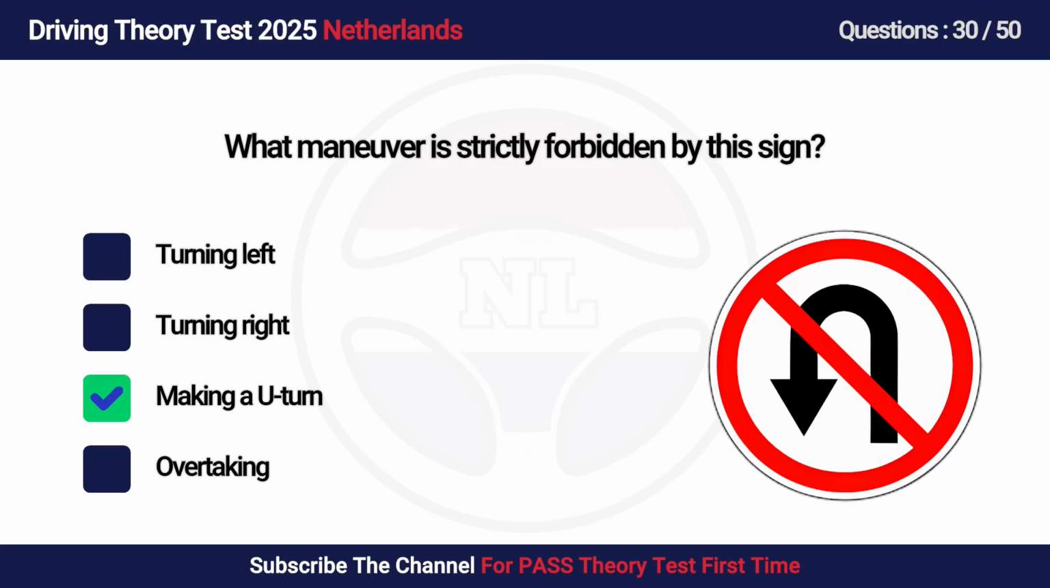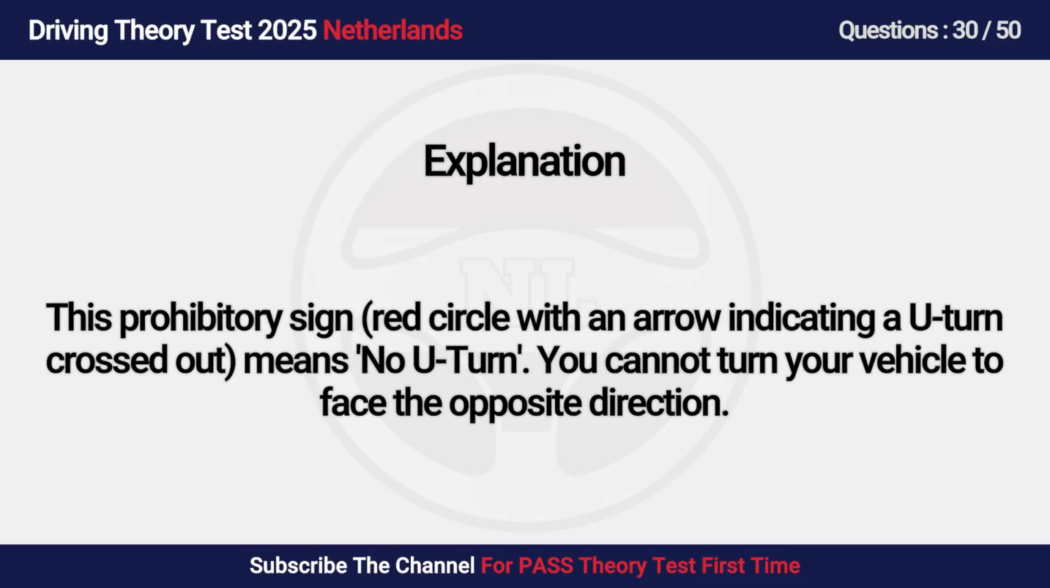Answer is C. Making a U-turn. This prohibitory sign, red circle with an arrow indicating a U-turn crossed out, means no. You cannot turn your vehicle to face the opposite direction.